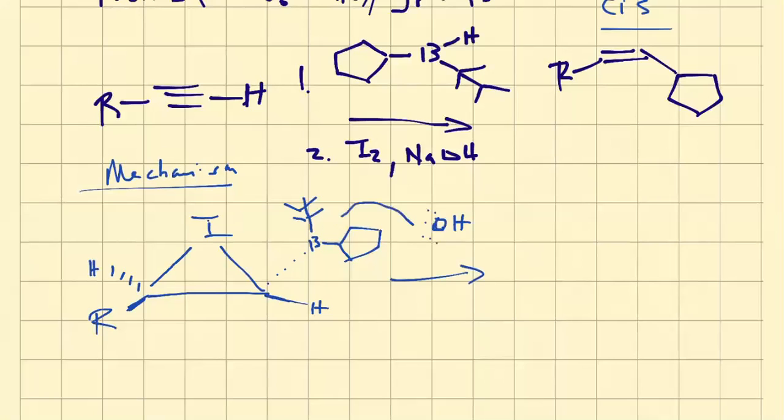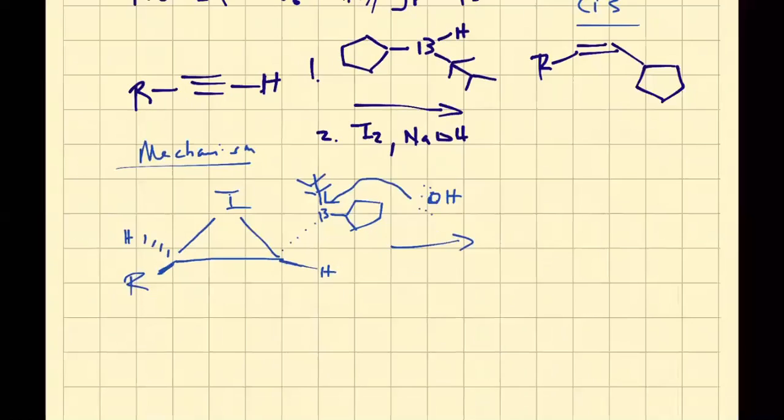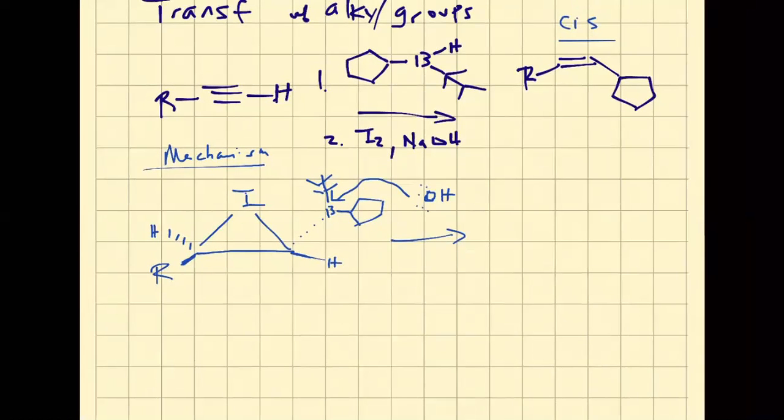Right, so this is coming in here like that, and it's gonna generate a negatively charged boron, which then is going to be set up to eliminate. So but before it eliminates, it's going to transfer that alkyl group, right? So your new intermediate looks like this. This is iodine.